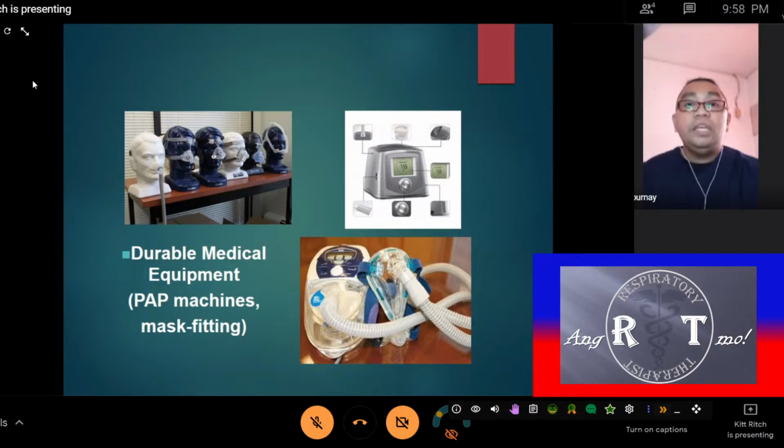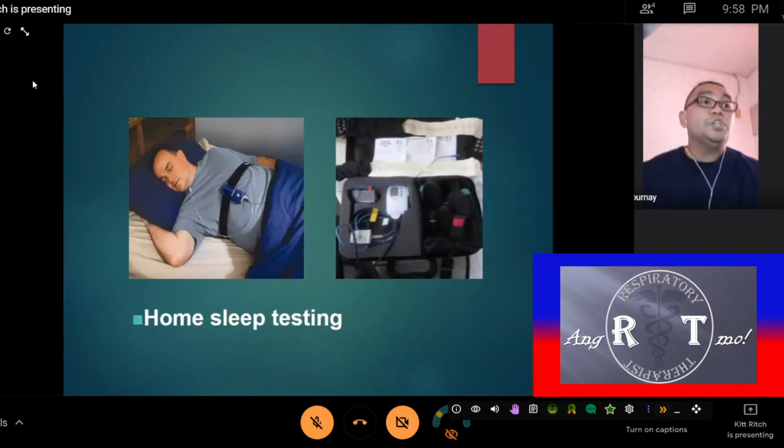You also have to be familiar with the current products or the durable medical equipment or the positive airway pressure machines, CPAP machines, CPAP, BiPAP, AutoPAP, and also mask fittings for a full face mask, nasal mask, or nasal prongs that will fit your patient's needs and will be beneficial for them in terms of CPAP titration.